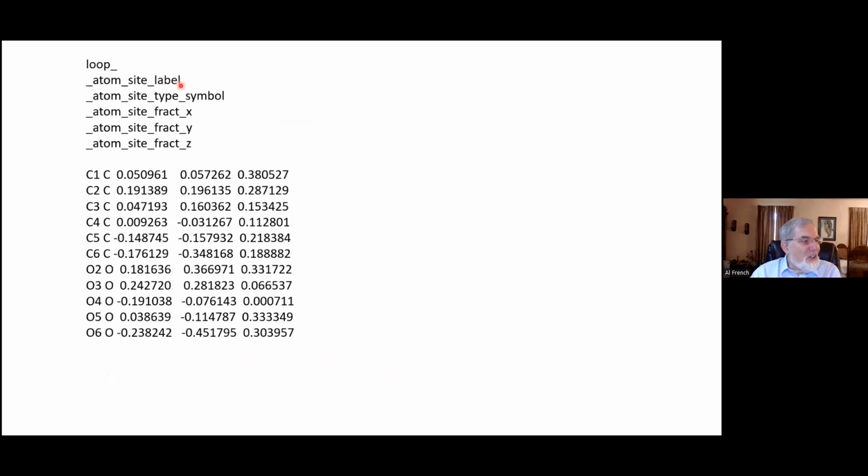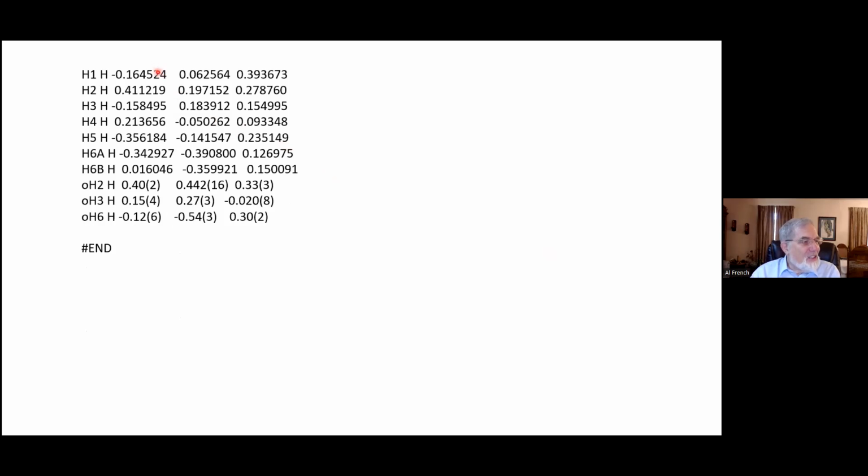Then here's a list of the coordinates, and this loop says, well, first we have the label and then the symbol, and then the fractional X, fractional Y, and fractional Z. So here's the label, the symbol, and the X, Y, and Z fractional coordinates in the unit cell. And here's the rest of the atoms, and then an end. It couldn't be more simple. You notice there's nothing about amorphous cellulose in here, nothing about a background or anything like that.